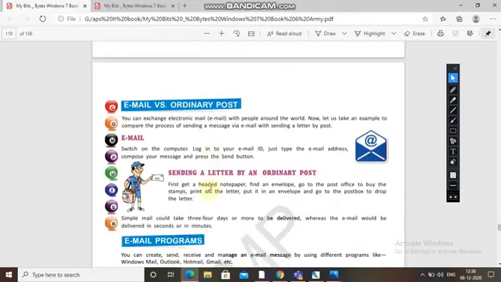Now, email versus ordinary post. If you are sending a letter by post or by mail, there is a difference. By post, it is time taking. And with email, just in a second, you can send it to the other person. You just need a login ID, an email address, compose your message, and press the send button. In sending a letter, you need a stamp, put it in an envelope and then keep it in a drop box. A simple mail could take 3 or 4 days to be delivered, whereas the email would be delivered in seconds.